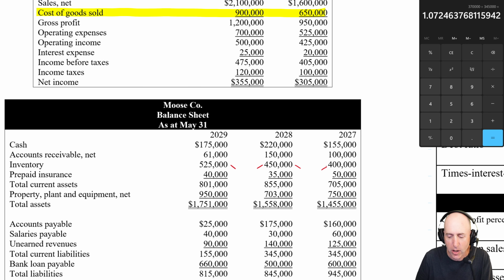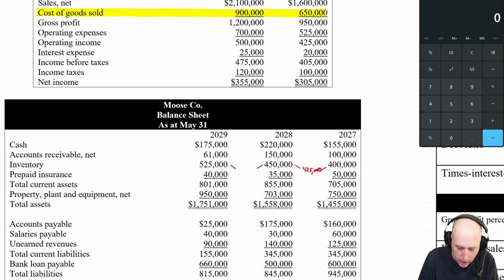Now, why is that the average? And the reason is, let's take 2028, for example. We ended 2028 with 450 grand. We ended 2027 with 400. Why was the average of those two numbers? The reason is 2027, the end of that year, is the same as the beginning of 2028. So we're saying we started 2028 with 400 grand in inventory. We ended with 450. The average inventory for the year is 425. And again, just add them together, divide by 2, right? 400,000 plus 450,000 divided by 2. That's how we get the average of 425.